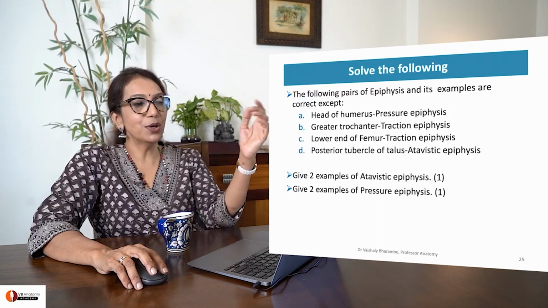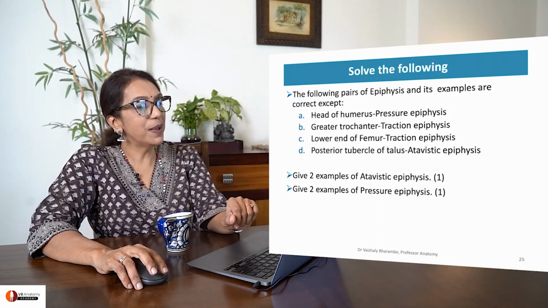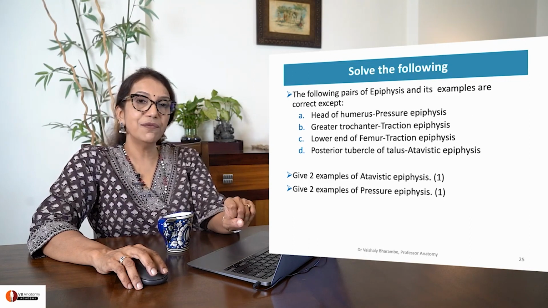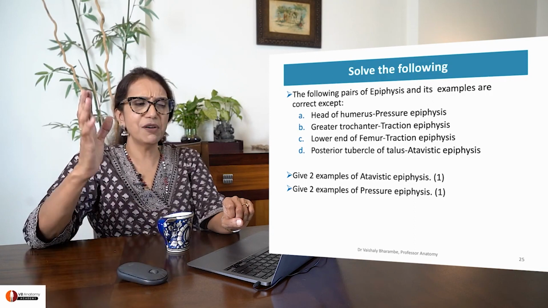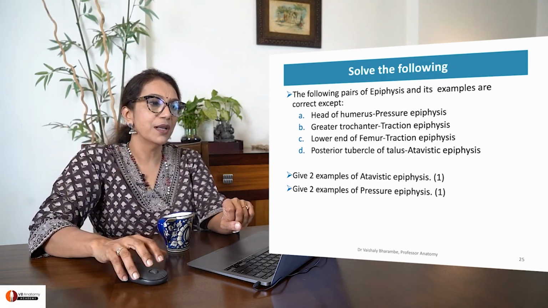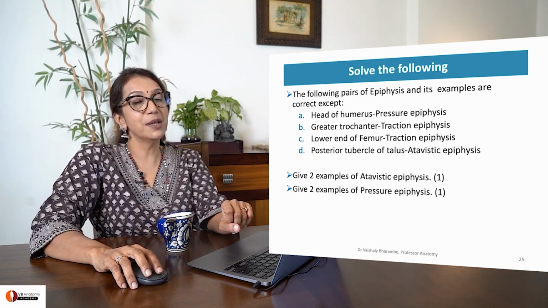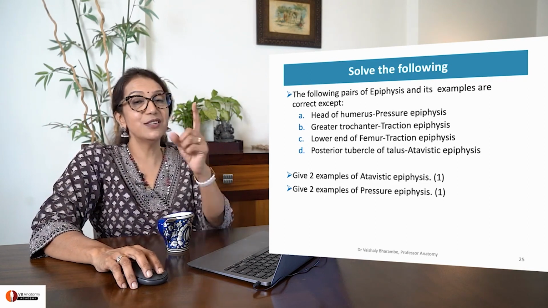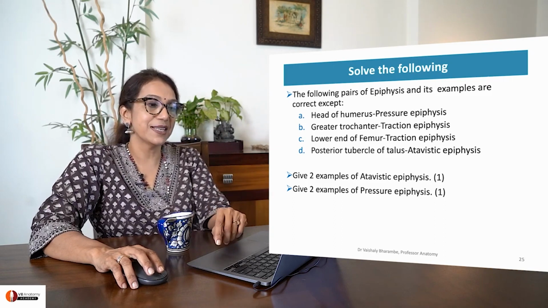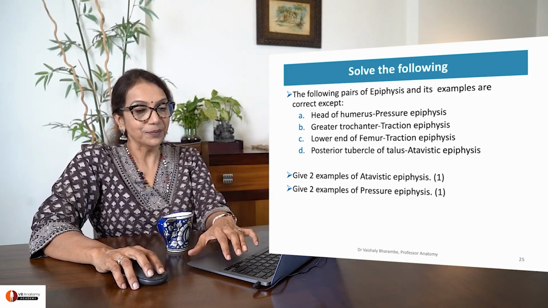So, see if you can solve this MCQ. Which of the following pairs of epiphysis and its examples are correct? Head of femur, pressure epiphysis? Perfect. Greater trochanter, traction epiphysis? Absolutely. Lower end of femur, traction epiphysis? No. It is transmitting weight. It has to be which epiphysis? Pressure epiphysis. And so on.